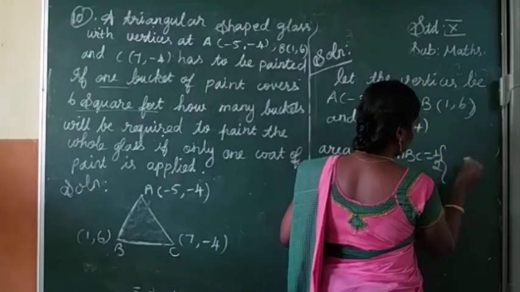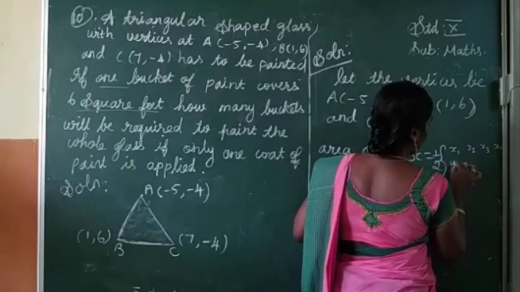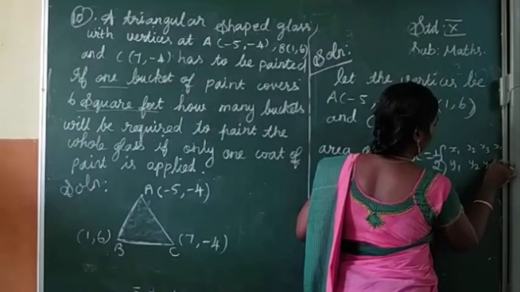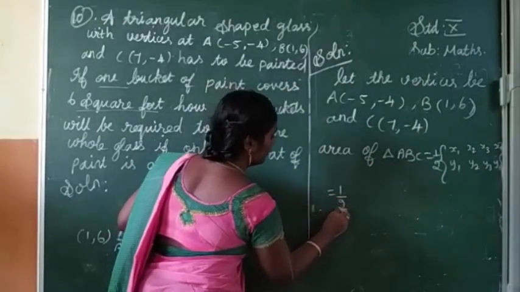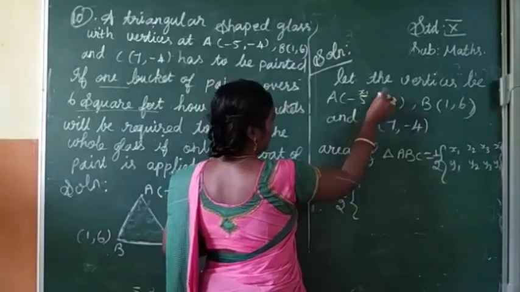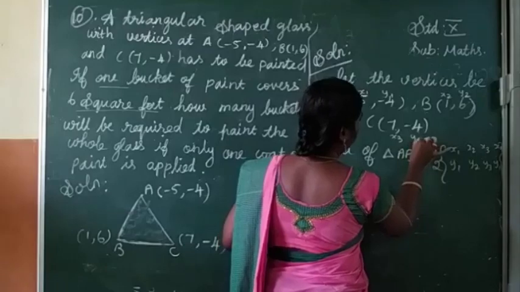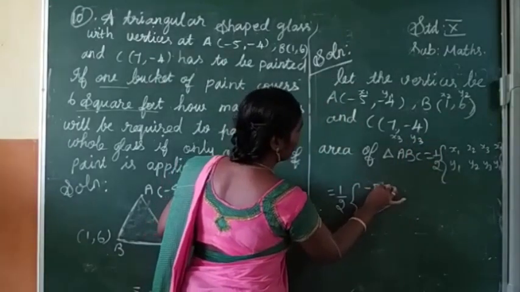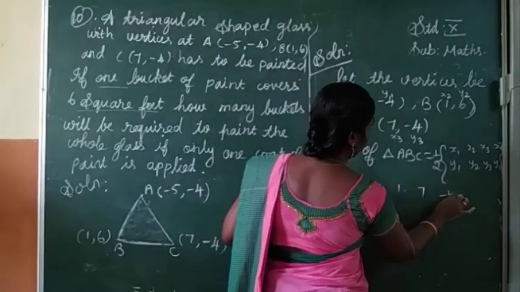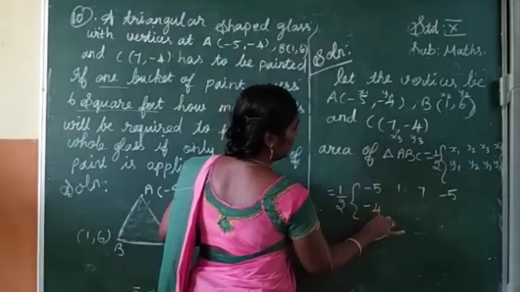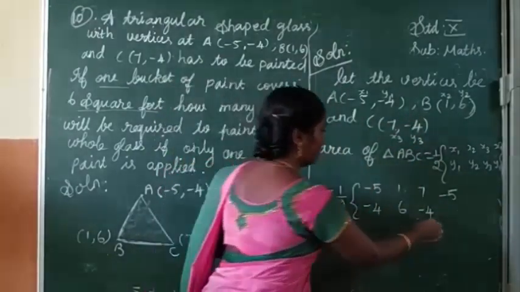Triangle formula: half into x1, x2, x3, again x1; y1, y2, y3, again y1. Then close it. Then half into, A vertex take x1, y1, B is x2, y2, then C is x3, y3. Substitute the values: x1 value minus 5, x2 value 1, x3 value 7, then again x1 value minus 5. Then y1 value minus 4, y2 value 6, y3 value minus 4, again y1 value is minus 4.